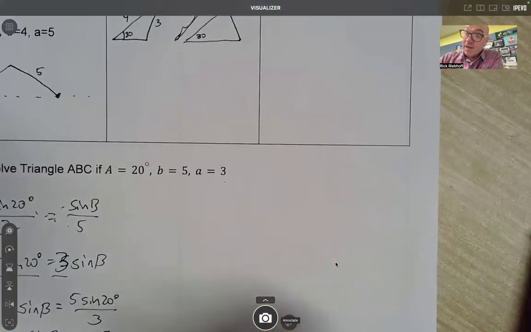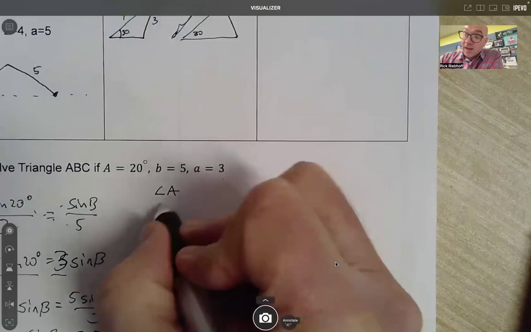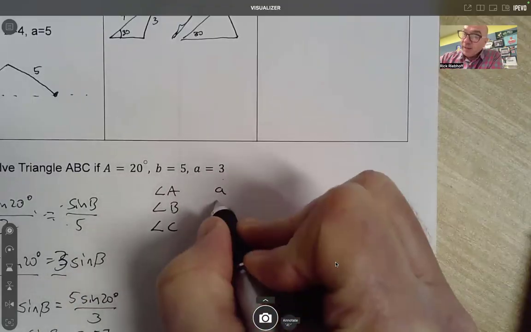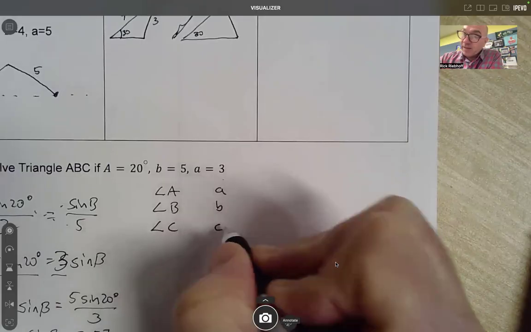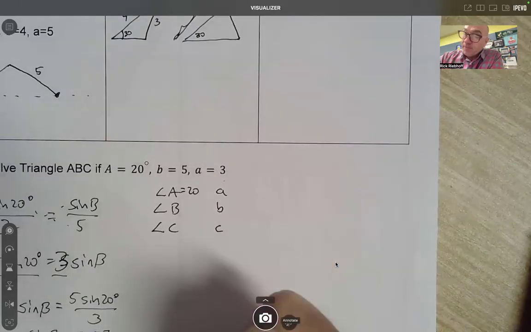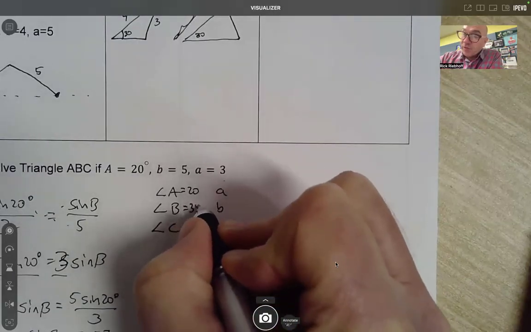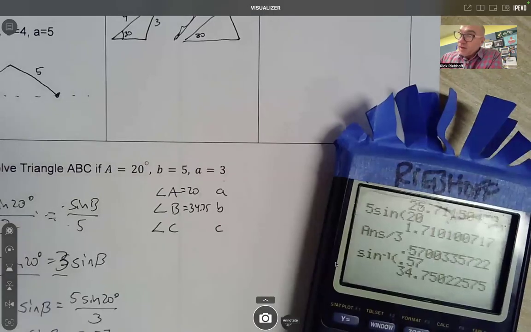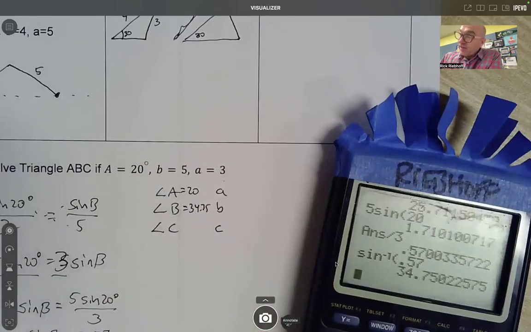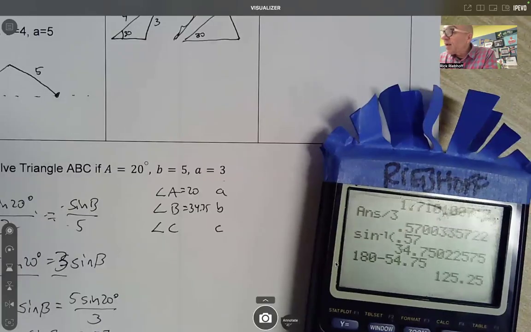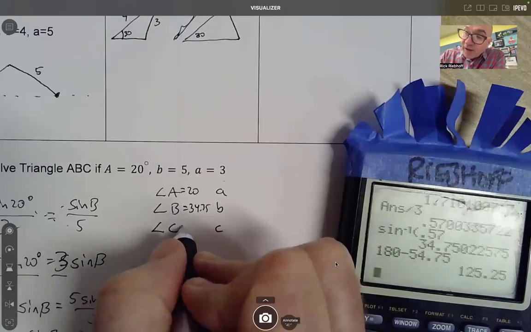Are you ready? So we got angle A, angle B, angle C. We got little a, we got little b, we got little c, right? And we've got a is equal to 20. We've got b is equal to 34.75, which means 54.75 taken up. So 180 minus 54.75, which means angle C is 125.25.